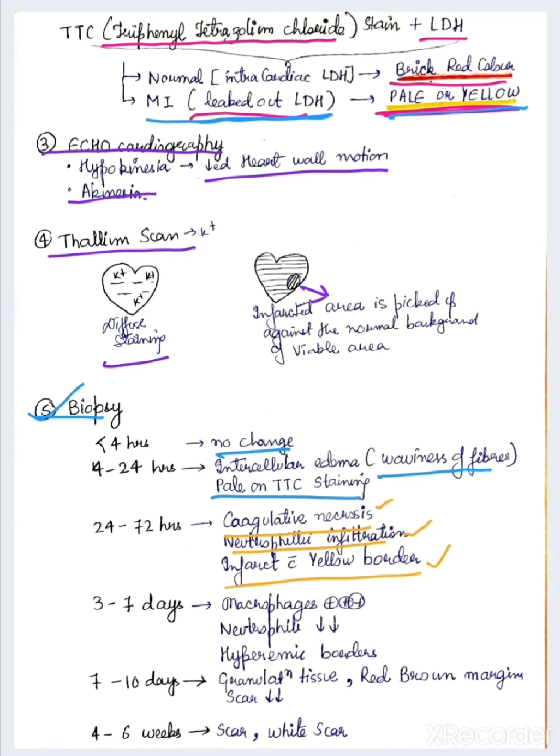Now 3 to 7 days, macrophages are present, neutrophils decrease, and hyperemic borders. Now from 7 to 10 days, the granulation tissue, red brown margin, scar is present but very little, but from 4 to 6 weeks, scar is present, and which is white scar.